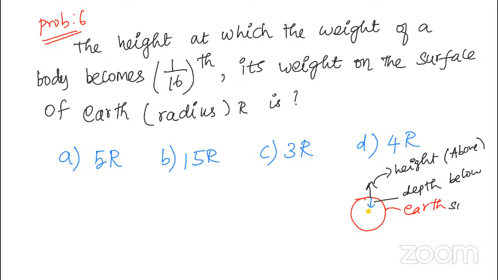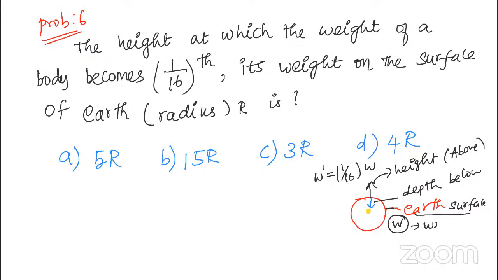Here it is, the earth surface. Here at the earth surface we denote the weight as W. If you go to a certain height, the weight will change to 1/16th of W. So for the change in weight, we mention that W dash is equal to 1/16 into W. Initially what we are taking is W, the weight at the earth surface.